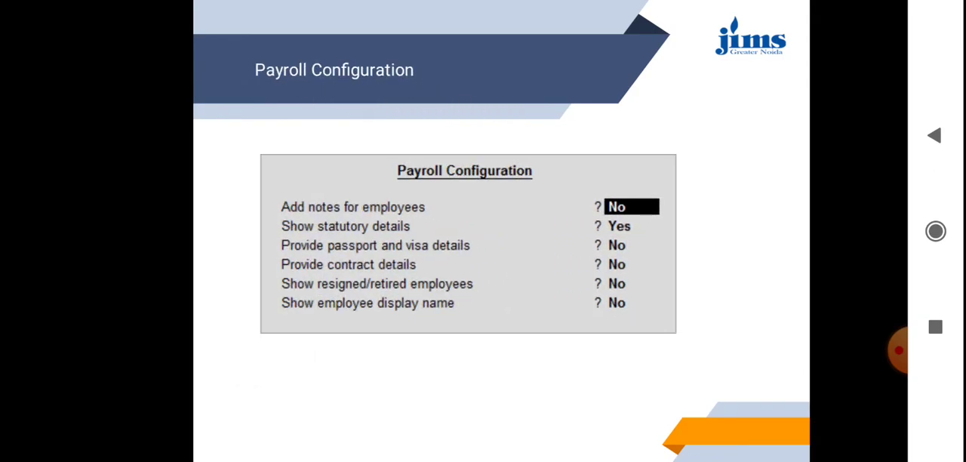Then we have payroll configuration where we take the information about the employees. Add notes for employees, we keep it as no. Show statutory details, if you want it for the purpose of taxation, then we keep it as yes. Passport visa details, no. Contact details, no. Resigned and retired employees, no. Employee display name, it's no.